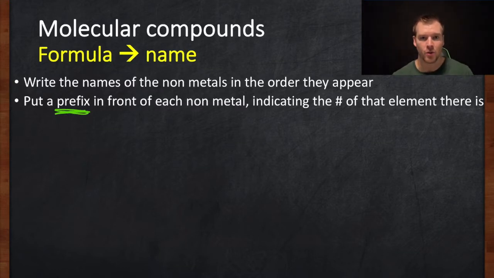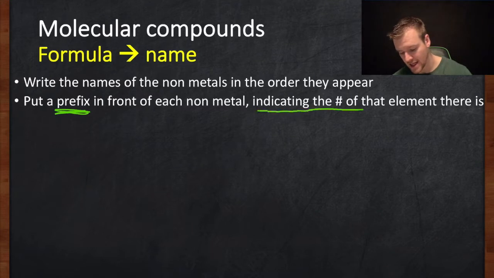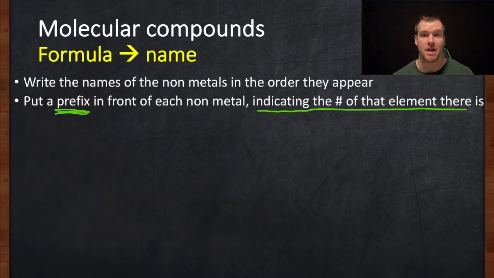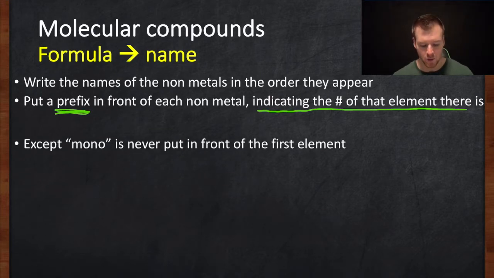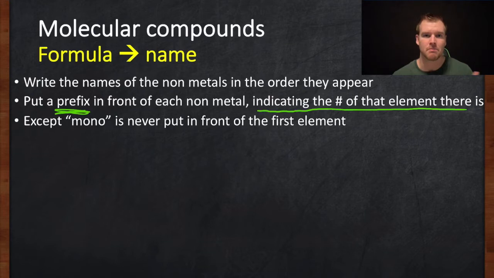A prefix is just the little part of the word coming before the name of that element or atom. And what this prefix is going to do is indicate the number of that element or atom that there are. So these prefixes are going to be like di, tri, hepta, hexa, stuff like this, indicating the number of those elements. The only kind of weird exception is you can't put mono, which means one, in front of the first element. Even if there's one of that first element, you just never put mono at the very start. Mono can come before the next nonmetal, but you just never put it before the first one, which is kind of a weird exception, but that's how we name them.